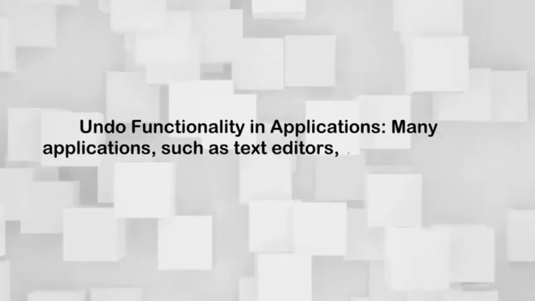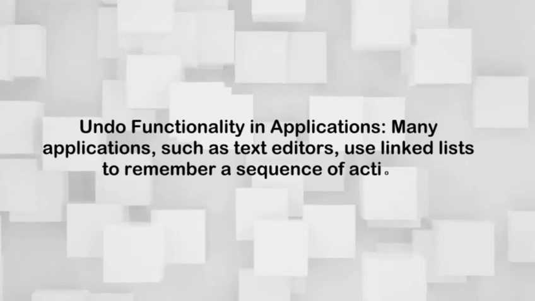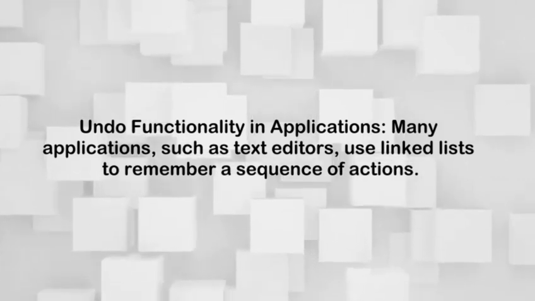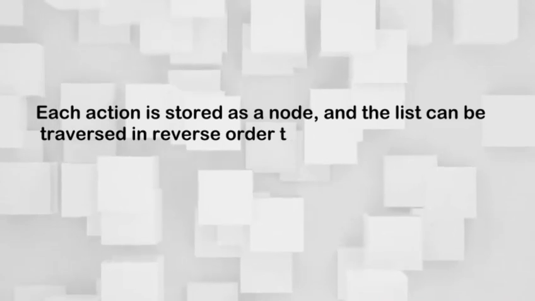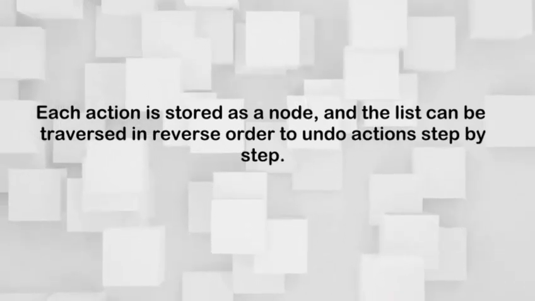Undo functionality in applications. Many applications, such as text editors, use linked lists to remember a sequence of actions. Each action is stored as a node, and the list can be traversed in reverse order to undo actions step by step. This allows users to revert to previous states easily.